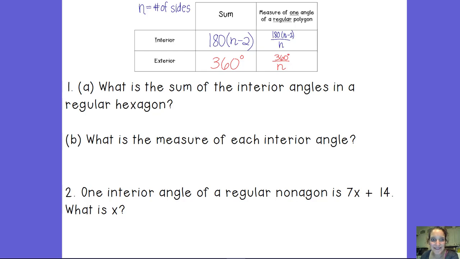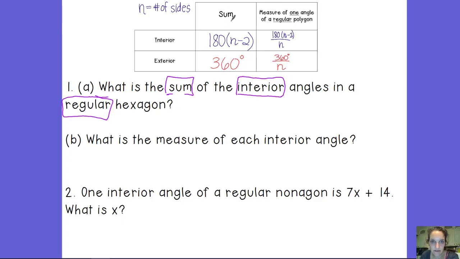Now we're going to work some examples and use this chart to help guide us. There are really important keywords that you want to pick out from these word problems: sum, interior, exterior, and regular. So the first one: what is the sum of the interior angles in a regular hexagon? We have the word sum, the word interior, and the word regular.